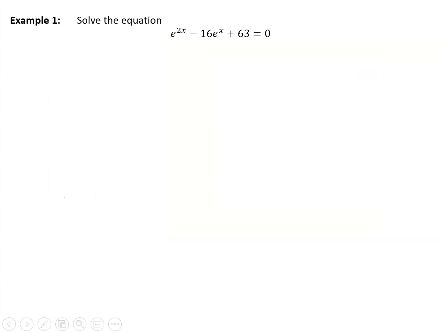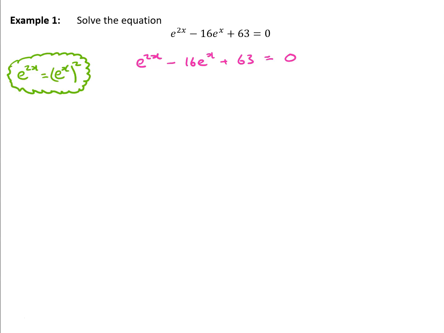So our first example is to solve the equation e^(2x) − 16e^x + 63 = 0. A really important key step right at the beginning is to realise that e^(2x) can also be written as (e^x)². That's using one of our rules of indices. Making use of that, we can rewrite the equation as (e^x)² − 16 lots of e^x + 63 = 0.